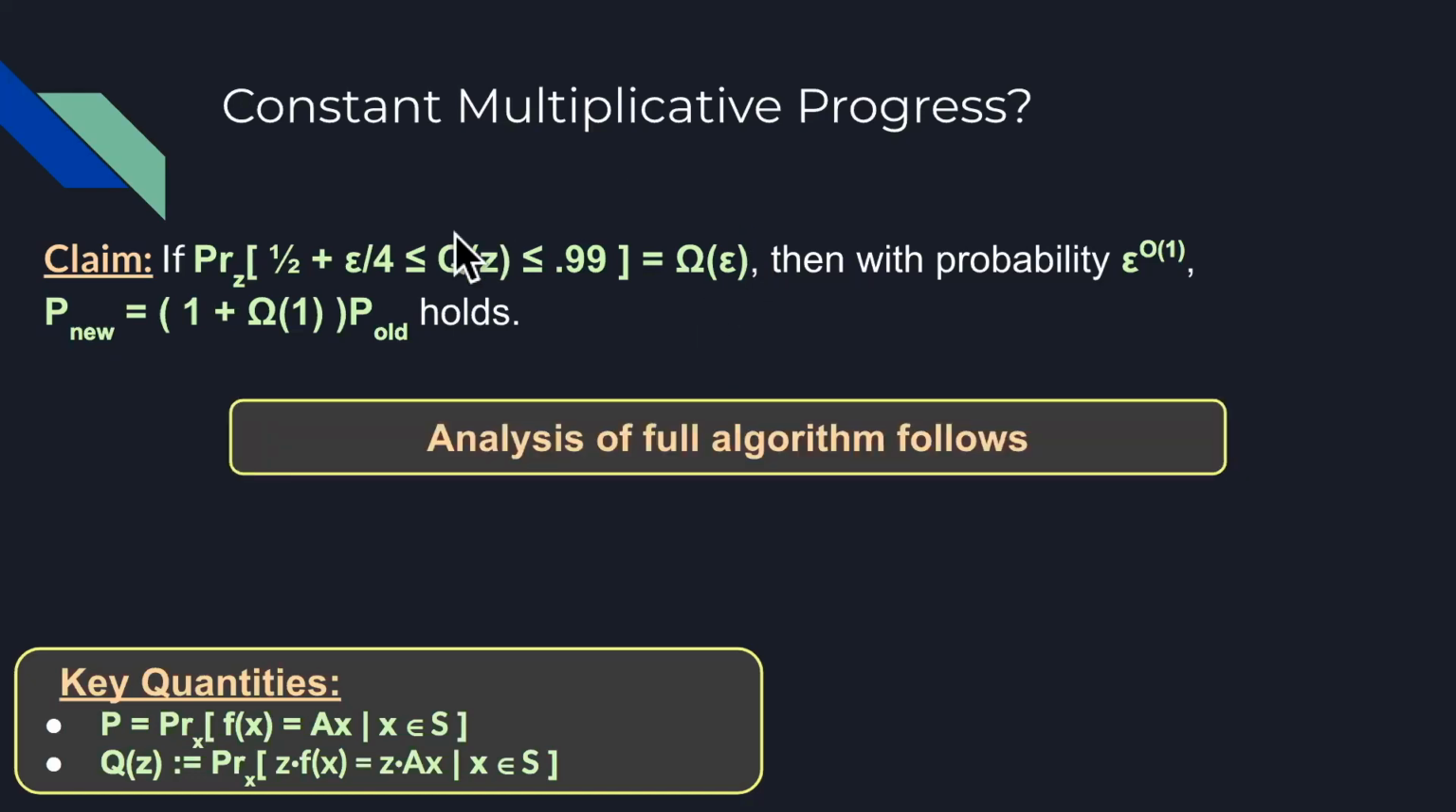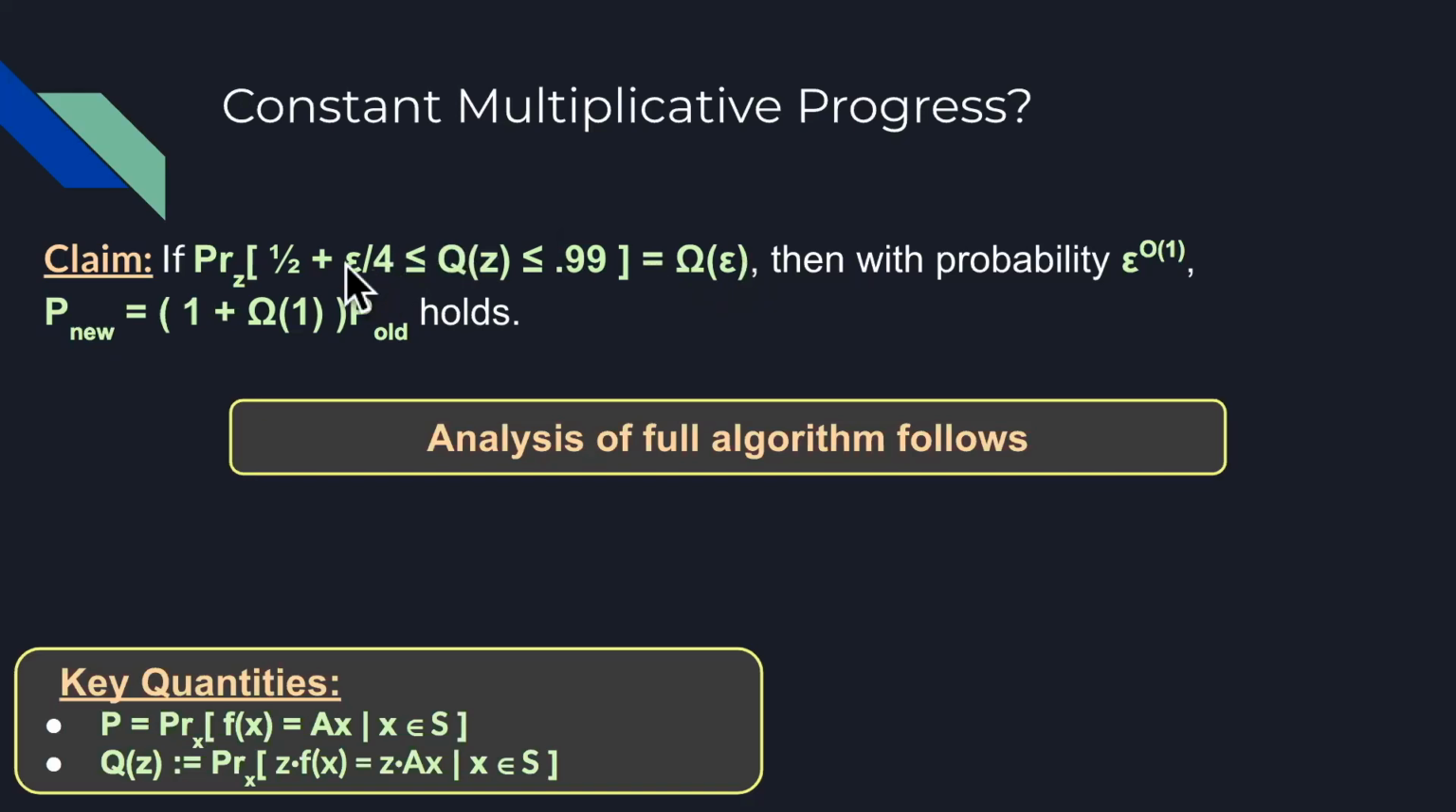The analysis of the full algorithm is going to follow from this. Basically, this is the key thing. You need the probability that you're greater than 1/2 plus epsilon over 4, but less than 0.99, to be not too small. If you're not too small, then you're going to make sufficient progress each time. You're going to be good.